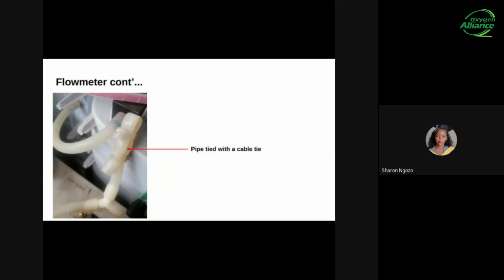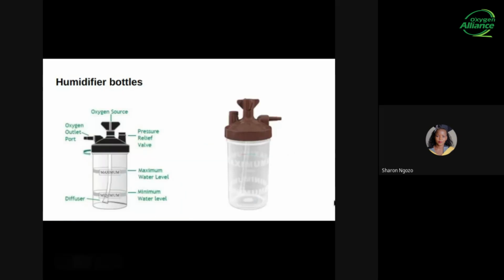The second thing we'll talk about is the humidifier bottles. So these are used to help moisturize oxygen for comfortable breathing by the patient. So this needs to be taken care of and used appropriately. So the following are the misuse, and these practices are discouraged.